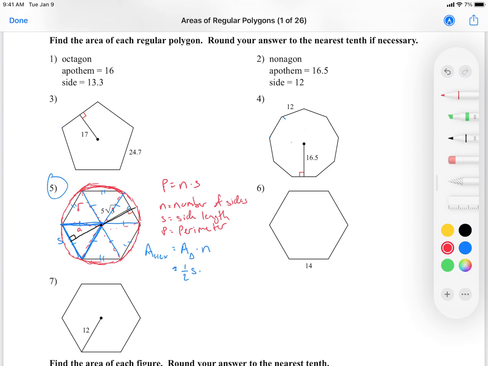Okay? So realistically, the area of this little triangle here is 1/2 S times A, and then that whole thing is times the number of sides. Well, we already said that perimeter is the number of sides times the length of each side. So a way that we can think about this is simply 1/2 the perimeter times this A. And so again, that's this idea.